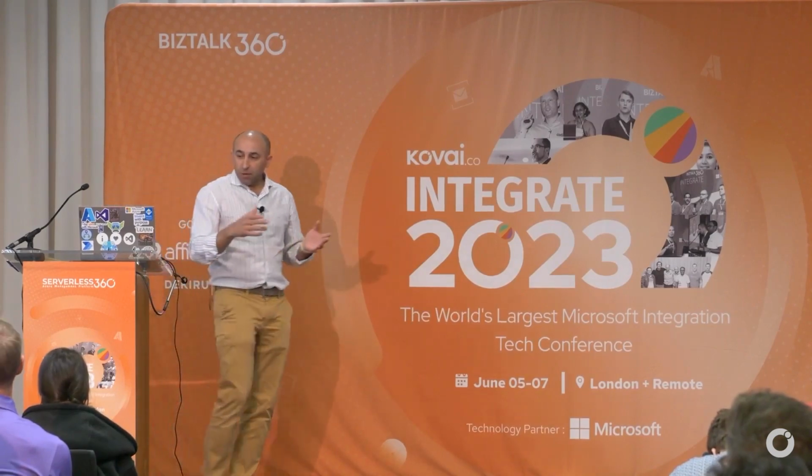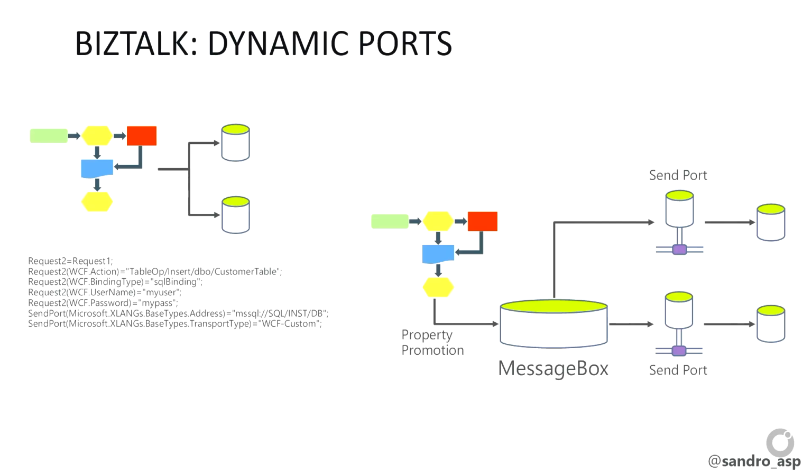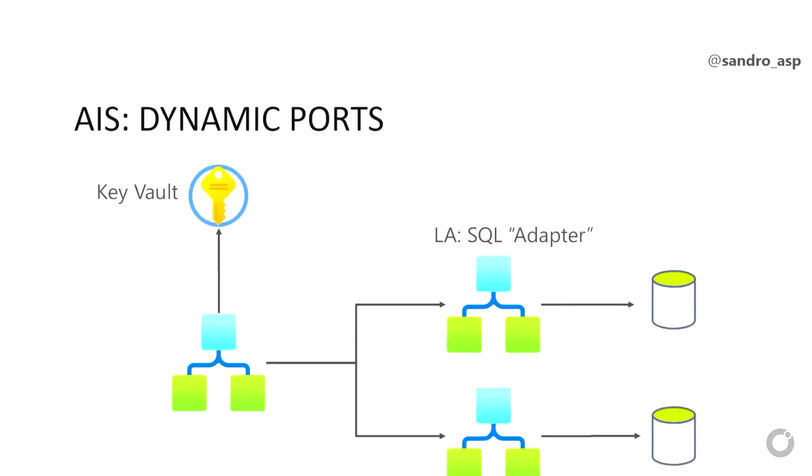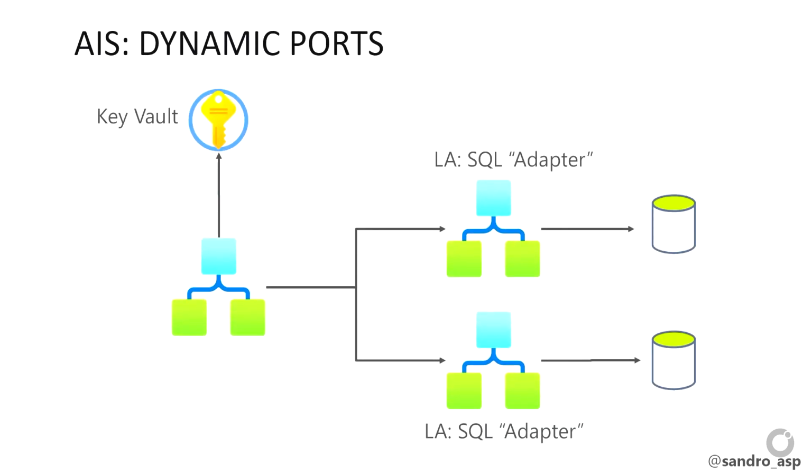So in BizTalk, we can create two types of dynamic ports. We can set up the port to be dynamic, or we can send to the message box and then subscribe with different send ports, okay? So how can we implement this inside Logic Apps or Azure Integration Services? I have the same situation here. My main Logic App acts as my business logic, and the child Logic App acts as a BizTalk adapter, in this case the SQL adapter.